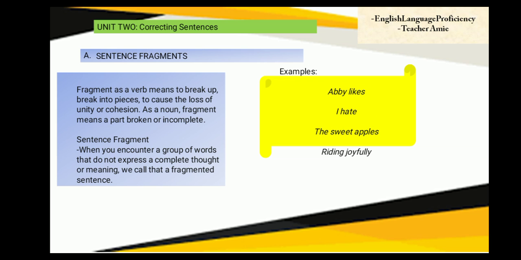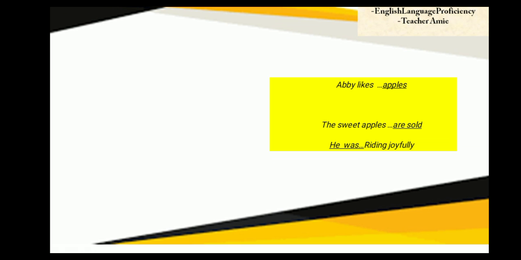So examples here is, Abby likes. Next one, I hate. So there's nothing to be conveyed here. The sweet apples. So how about the sweet apples? What about it? And riding joyfully. Who is riding joyfully? So these are all sentence fragments because you do not get the point of the sentence. You are not getting what it is trying to convey since they are incomplete.